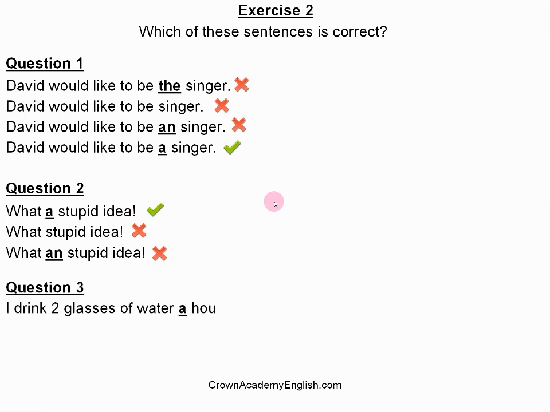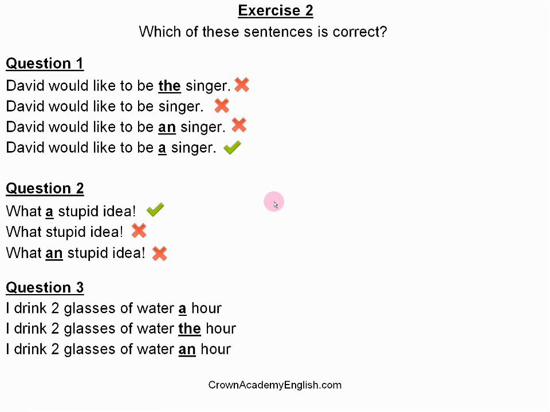Question 3. The answer is, the correct answer is, I drink 2 glasses of water an hour. An hour. So hour begins with a consonant letter, but the sound is a vowel sound. Okay, so here we are using the indefinite article to describe the frequency of something.